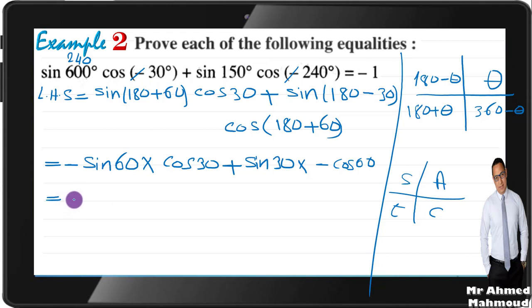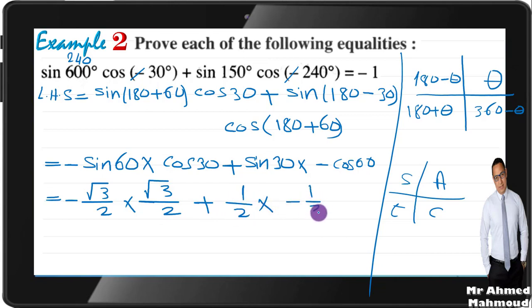Equals negative root 3 over 2 times root 3 over 2, plus 1 over 2 times negative 1 over 2, equals negative 1. Therefore, the left hand side equals the right hand side.